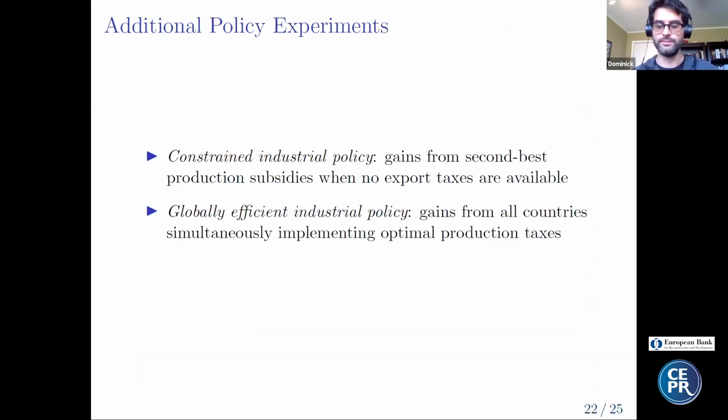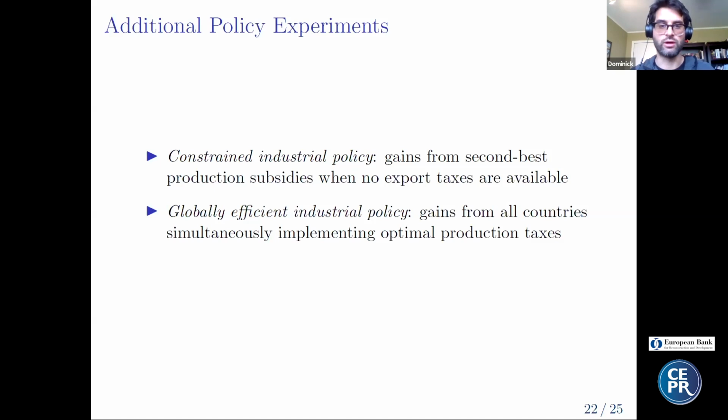So let me wrap up relatively quickly. We do some additional policy experiments. We look at what we call constrained industrial policy, which is gains from second best production subsidies when no export taxes are available. You might think of this as a country that obeys the WTO, or that's in a free trade agreement, or that's decided to bind their tariff levels to low levels, but can use industrial production subsidies instead.